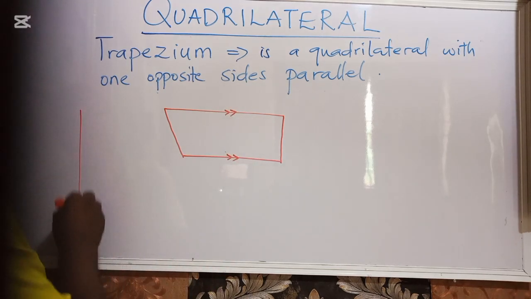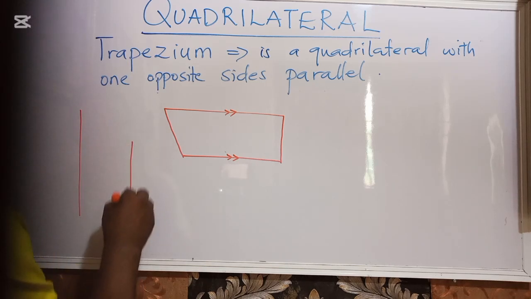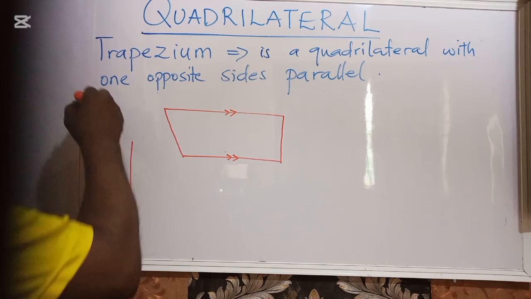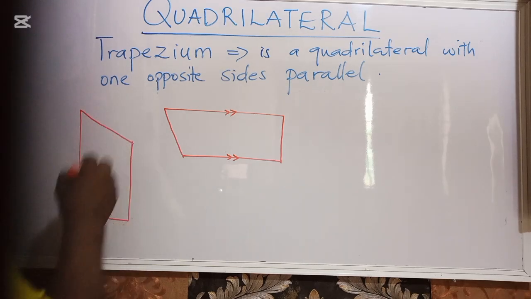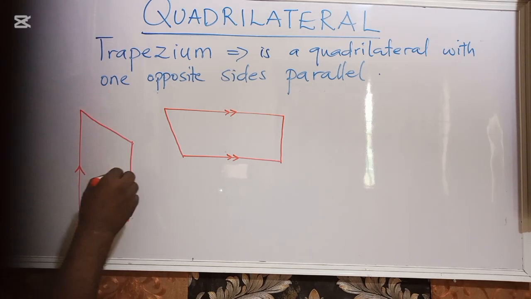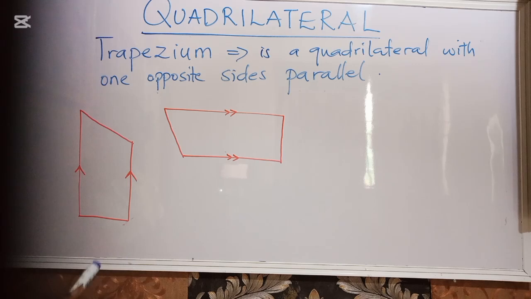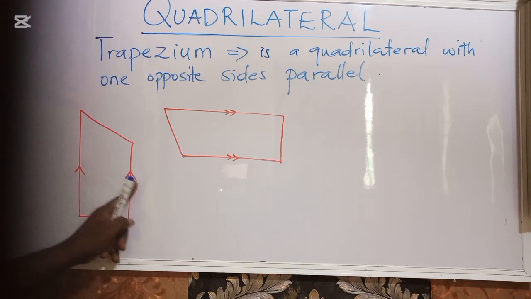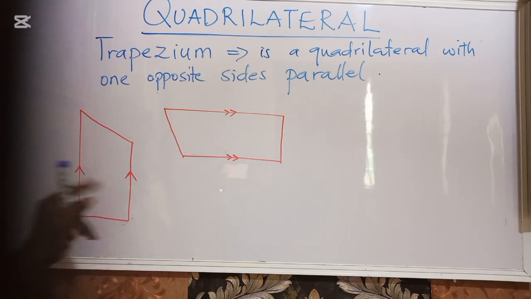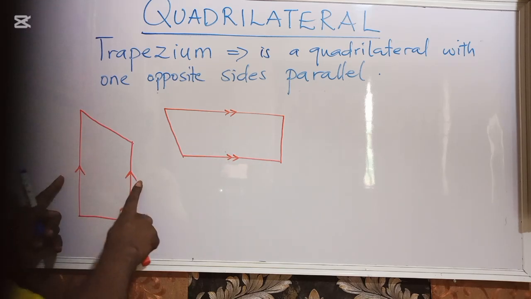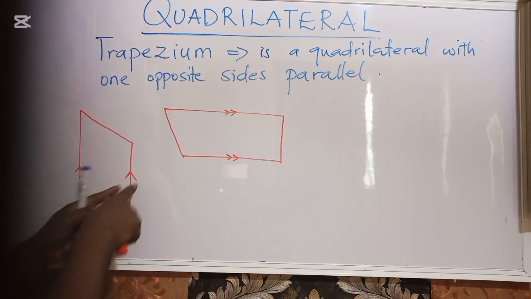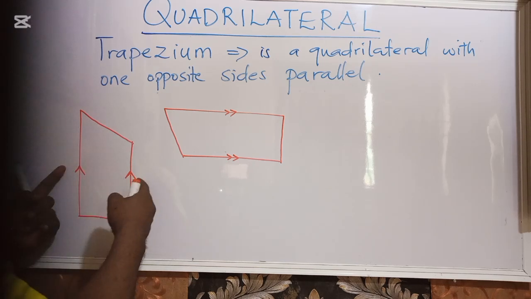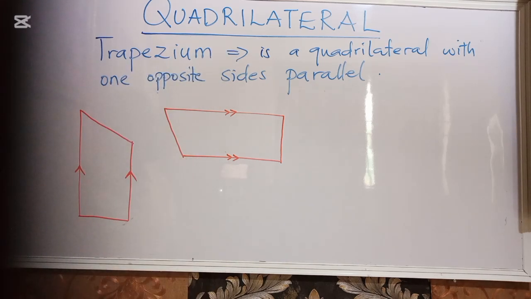Now we can draw it like this too. We join this side together, but we must be able to tell that this side is parallel to this side. If I put one arrow here, I have to put one arrow here to show that they are parallel to each other. If I put two here, I have to put two here. If I put one here and two arrows here, that means they are not parallel. Putting one here and one here shows that they are parallel.